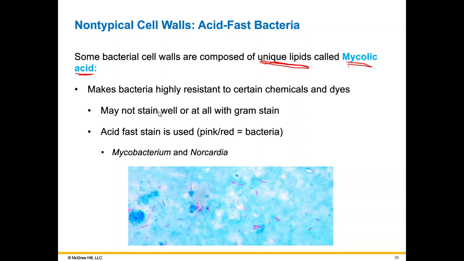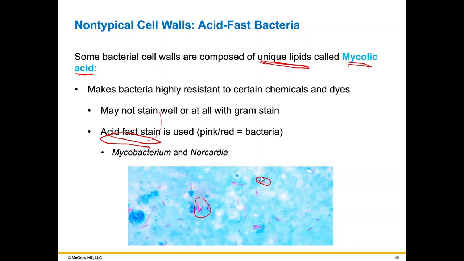So we can try a different type of stain called an acid-fast stain. It uses a couple of different dyes, a primary dye and a background dye, but the bacteria will stain pink or red. So what you're seeing in this image here, the blue means nothing. It's just the background. But the pink, that is gram-negative rods.